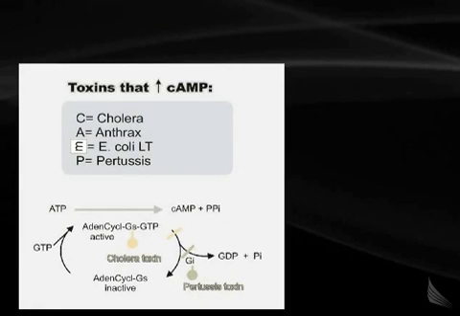This figure merely demonstrates how cyclic AMP is upregulated by cholera toxin or pertussis toxin. You can see the cholera toxin attaches to the adenylate cyclase active molecule, whereas the pertussis toxin inhibits the dephosphorylation of cyclic AMP. This little mnemonic of CAMP helps you remember the toxins that affect cyclic AMP and upregulate it. C is for cholera, A is for Bacillus anthracis, E is the LT toxin of E. coli, and P is pertussis.